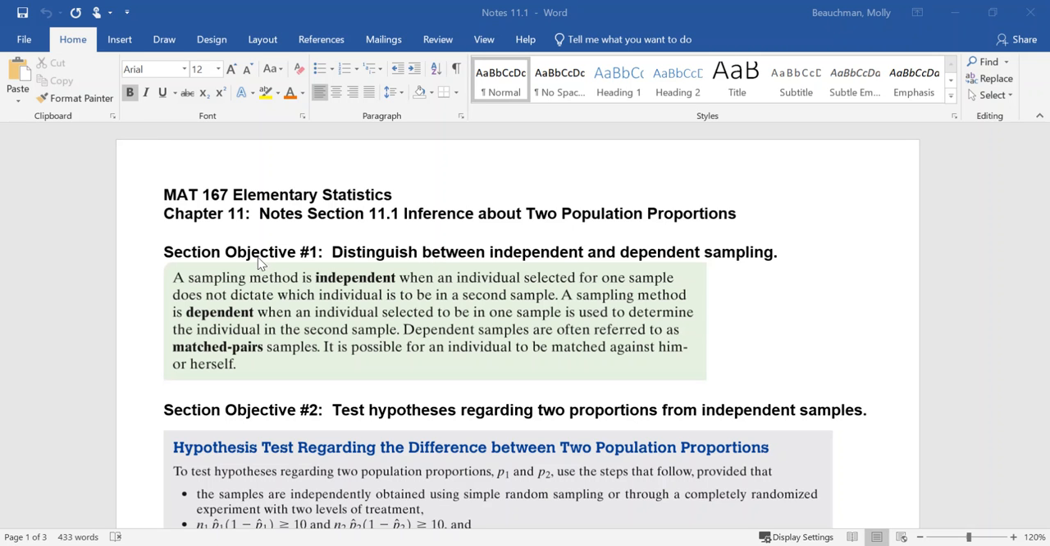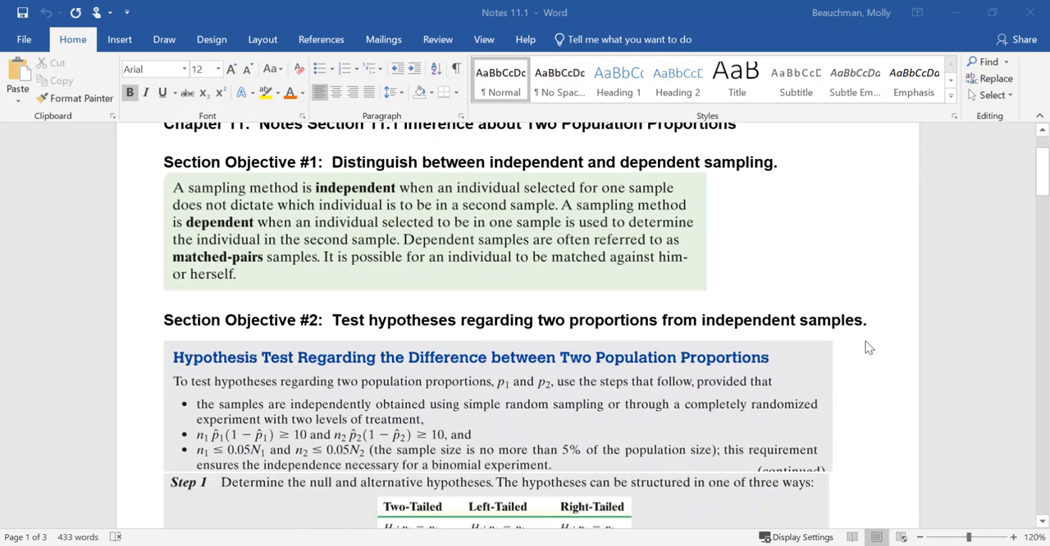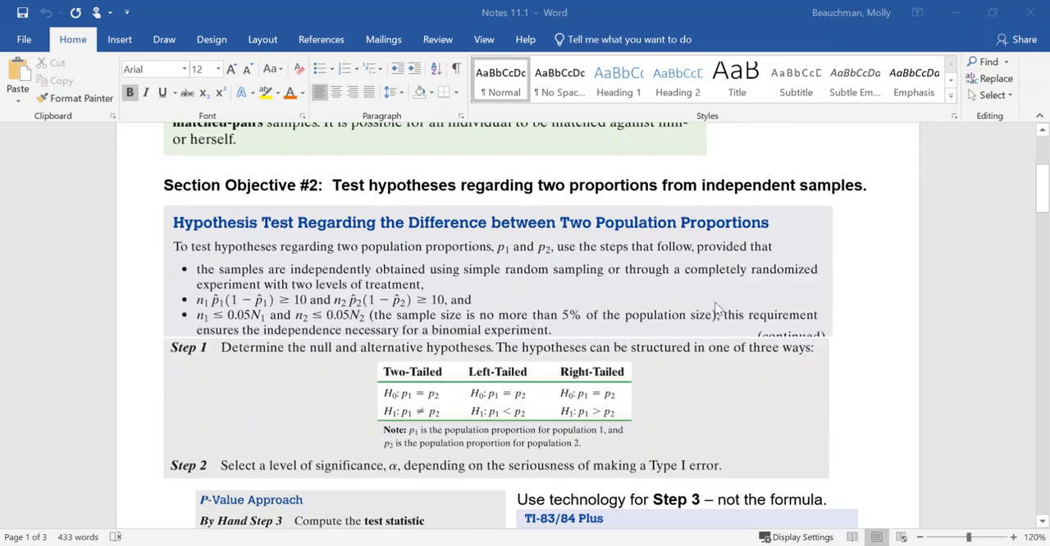The first thing we want to be able to do is distinguish between independent and dependent sampling. A sampling method is independent when an individual selected for one sample does not dictate which individual is to be in a second sample. A sampling method is dependent when an individual selected to be in one sample is used to determine the individual of the second sample. So dependent are usually matched pairs. In this case, we're going to look at independent samples, testing hypotheses regarding two proportions from independent samples.